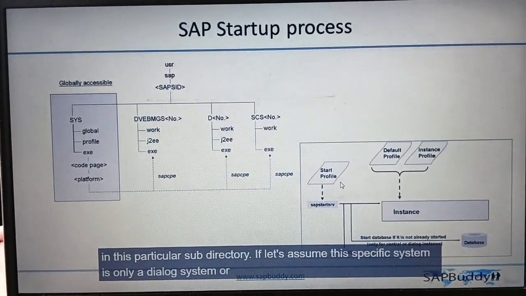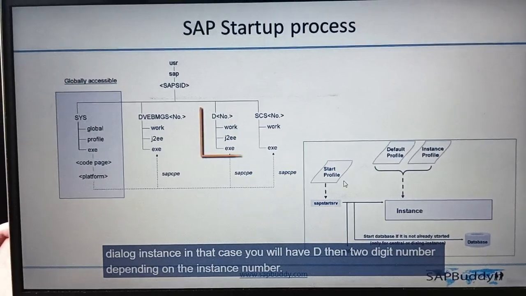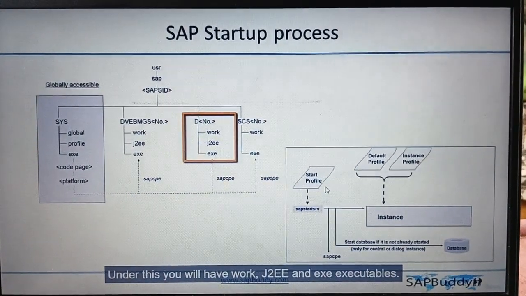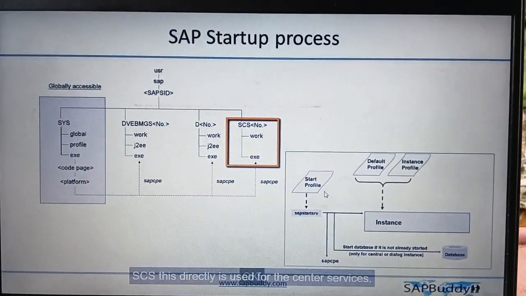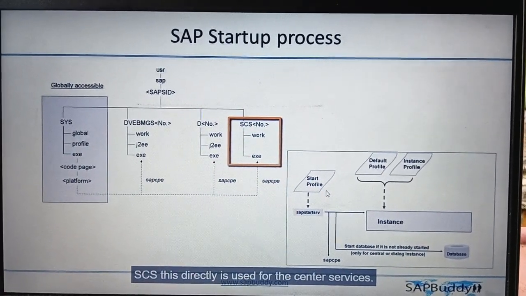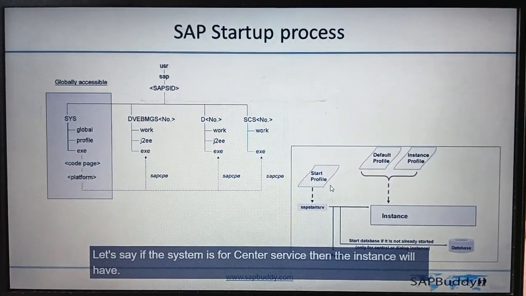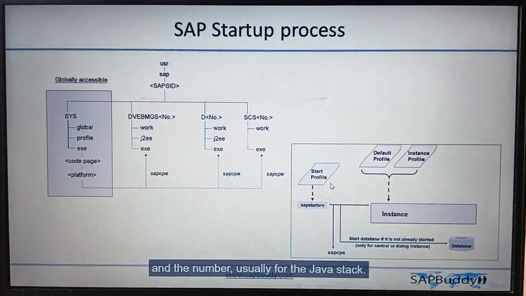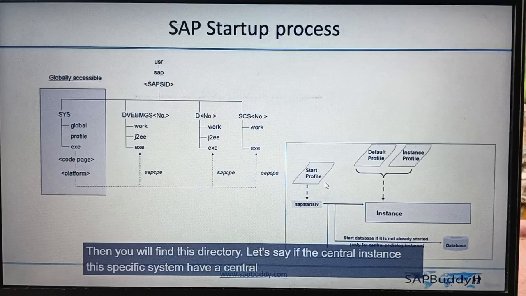Let's assume this specific system is only a dialog system or dialog instance. In that case, we have D, then the instance number. Under this, you will have work, J2EE, and exe executables. This other directory is used for the central services. Let's say if the system is for central services, then the instance will have SCS and the number, usually for the Java stack.